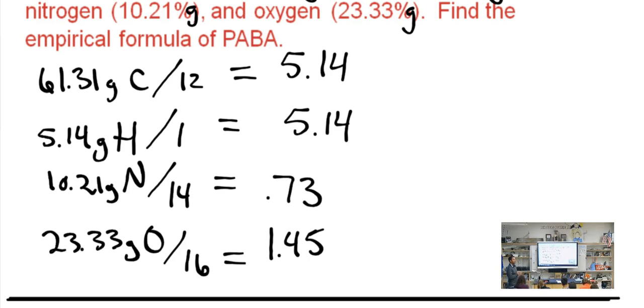Now, are you with me on the two steps? Write them as grams, divide by their molar mass. Most kids love these problems, by the way, because you just do step 1, step 2, step 3, and then miraculously it works. All right, step 3, are you ready? Step 3 is to divide all of these answers by the smallest of the answers, which is 0.73, right?